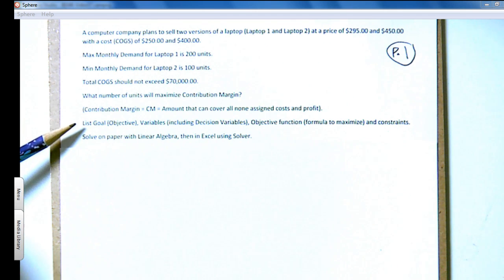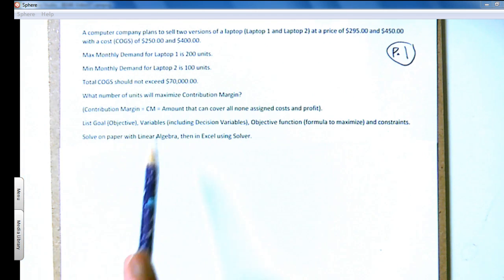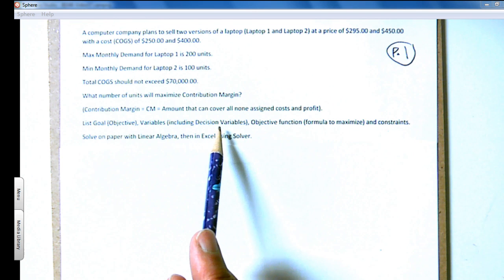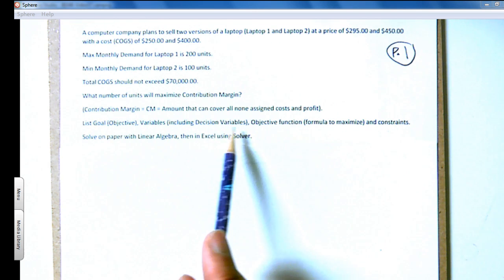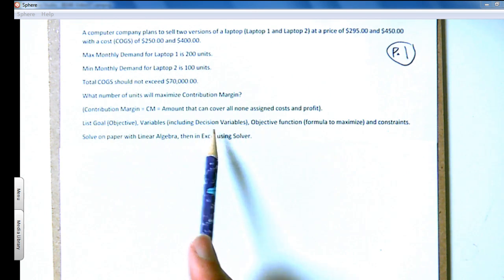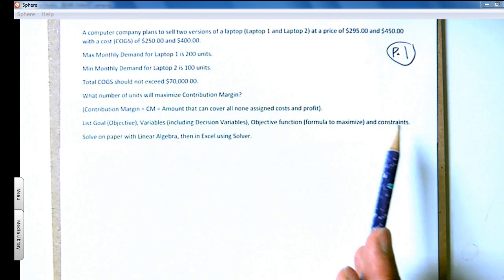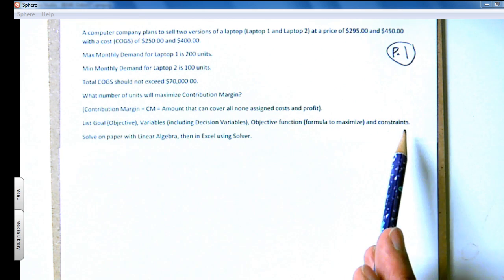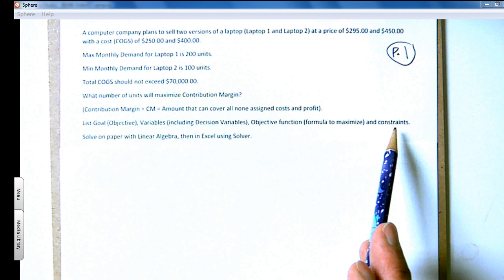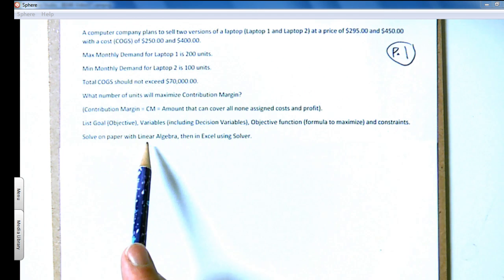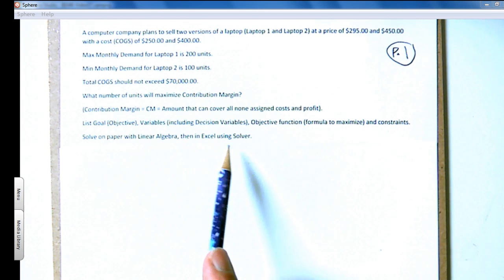We're going to have to list our goal, all the variables including the decision variable, and the decision variable for us will be number of units sold, the objective function, the constraints which will be listed as constraint functions, and we'll solve this using linear algebra and Excel solver.